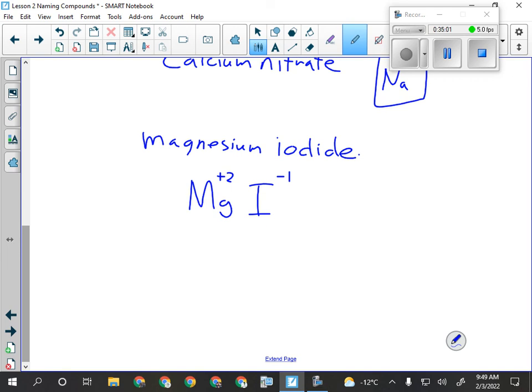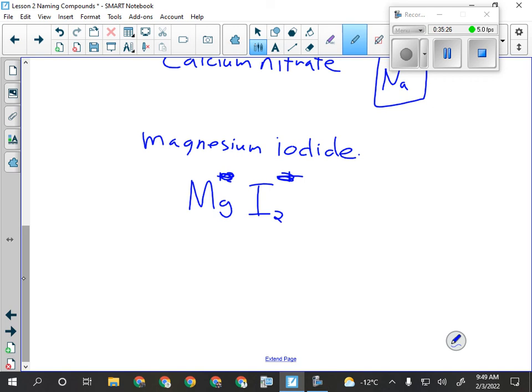Okay, so here's how we always get the right number. Drop the charge and swap it. We just don't write ones in a formula. MgI2. Okay, that's how we write the formulas for all ionic compounds. And it works no matter what. Okay, works whether there's a polyatomic ion, works if it needs a Roman numeral.